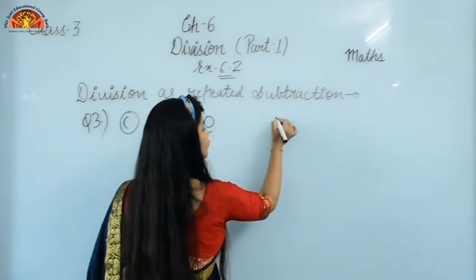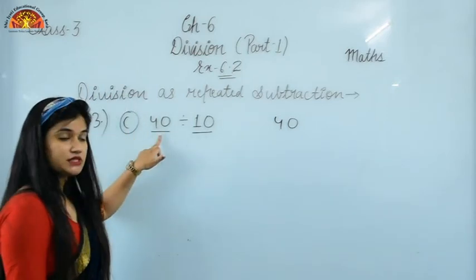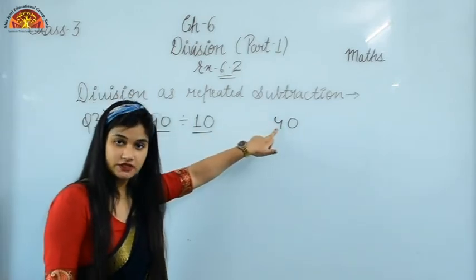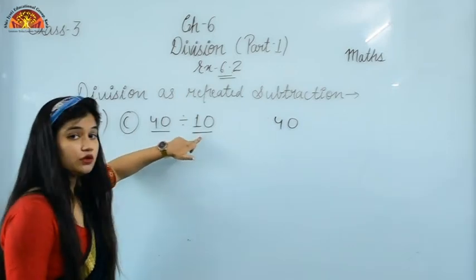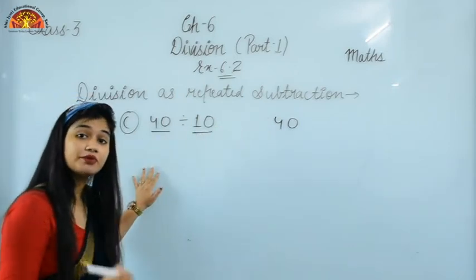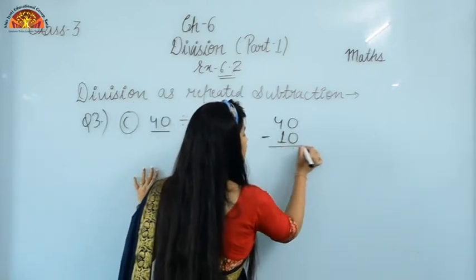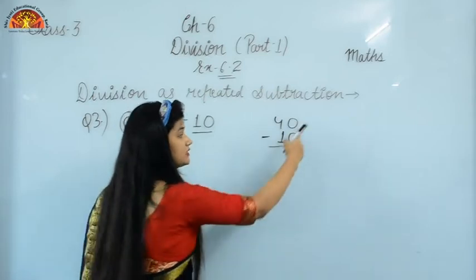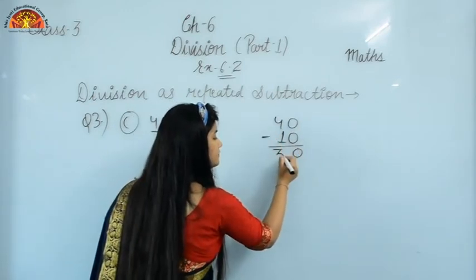First we will write 40 here. Is it clear? 40 is the dividend. Dividend लिखेंगे हम सबसे पहले, that is 40. Now we have to subtract 10. हम divisor को dividend में से क्या करेंगे? Subtract करेंगे, minus करेंगे. So now 40 minus 10. What is the answer? 0 minus 0 will be 0. 4 minus 1 will be 3.